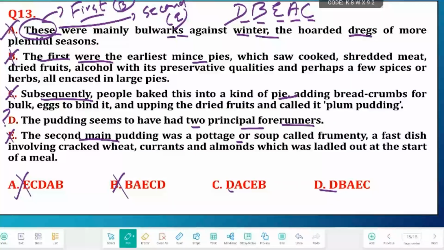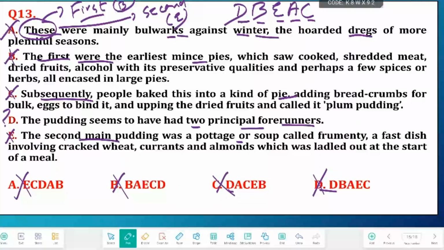DBEAC. Correct sequence will be DBEAC. आपके यहाँ ऑप्शन में दिया गया नहीं है. यहाँ पर थोड़ी गलतियां हो गई है. It's a typo. It's a typing mistake. So don't worry. I've already given you the correct sequence. क्या है correct sequence? DBEAC. I hope you guys have got this right.